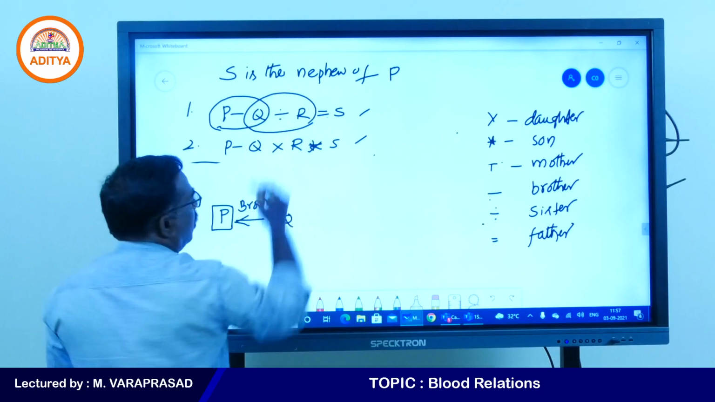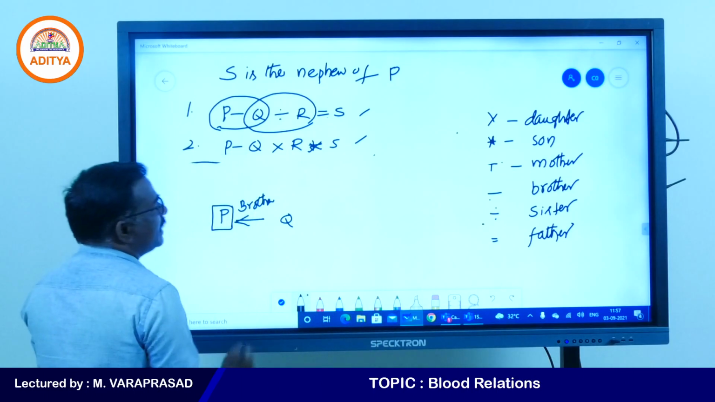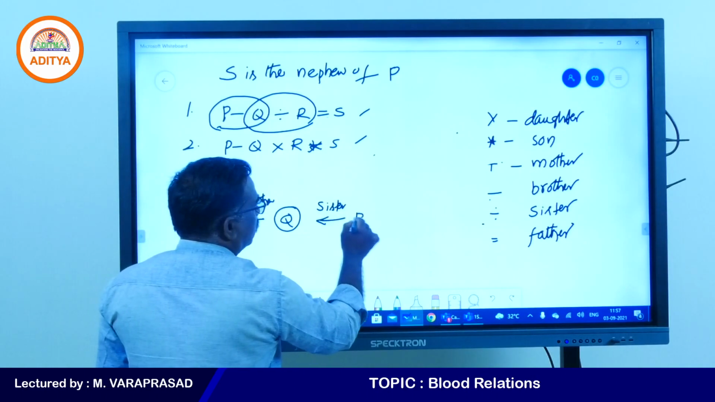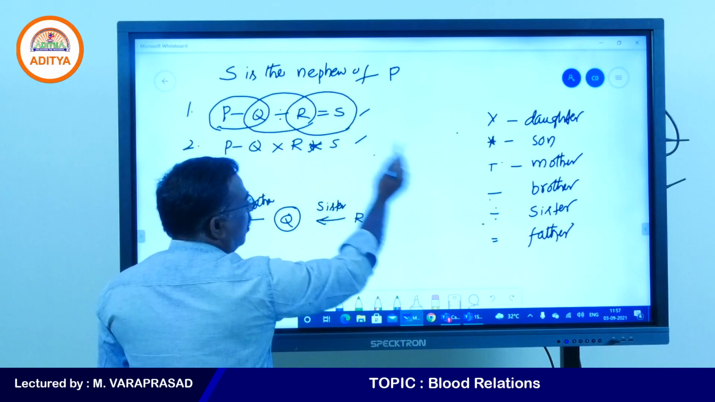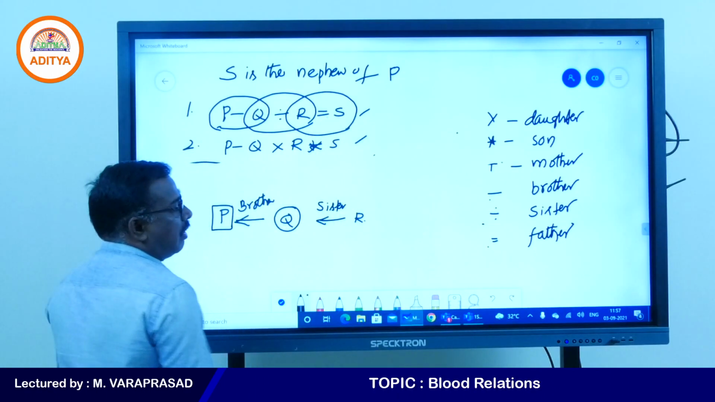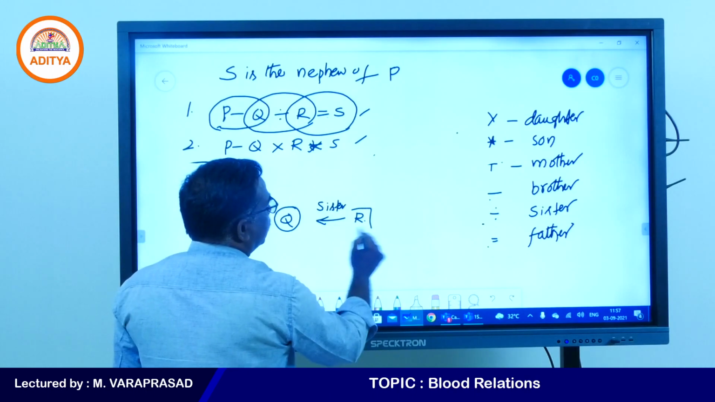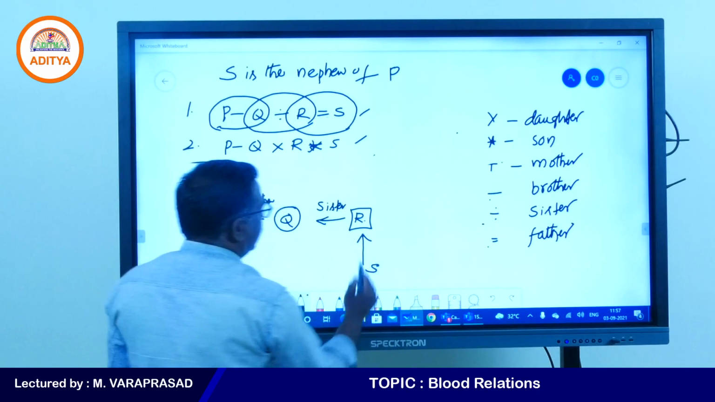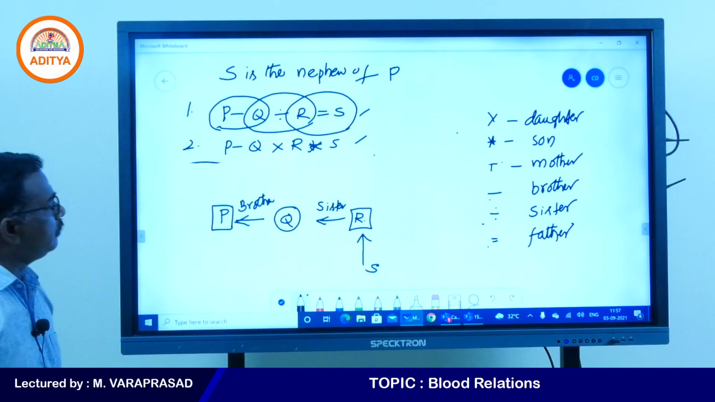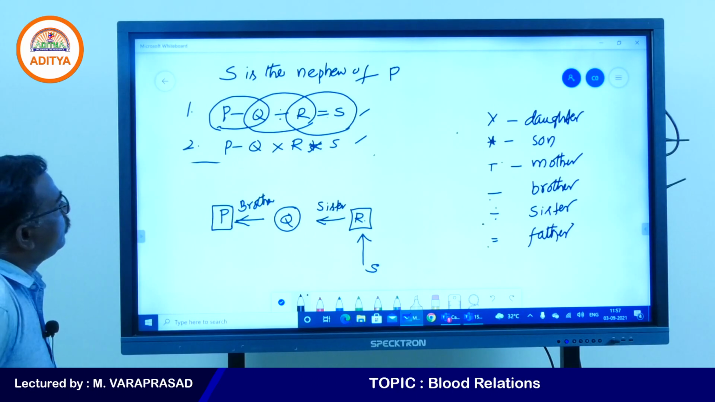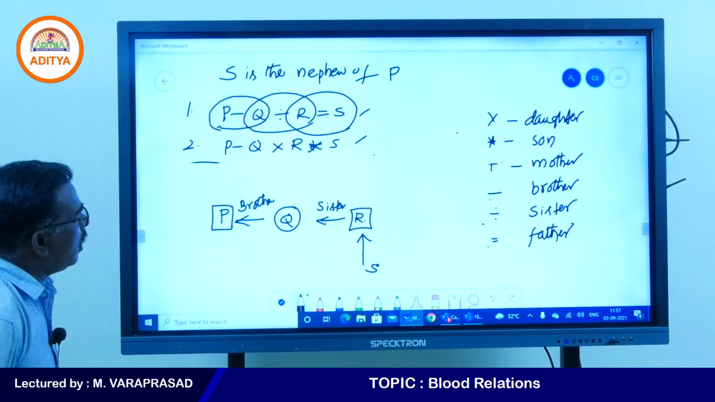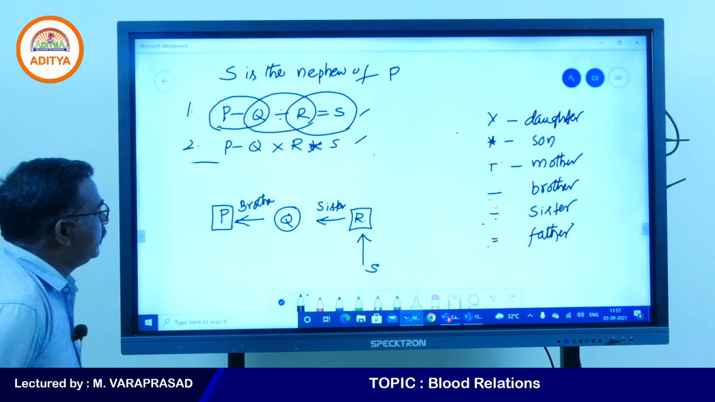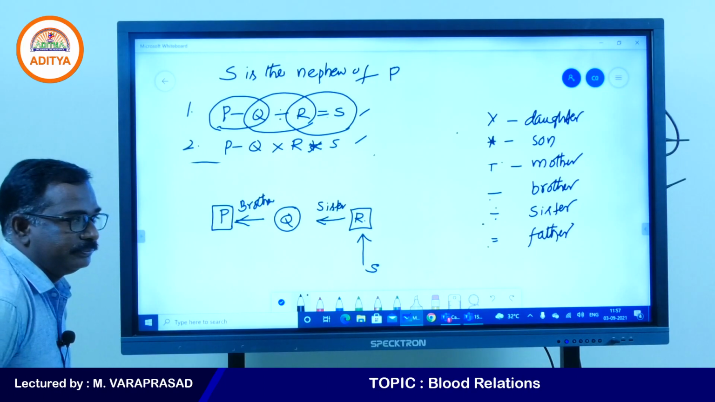Next one, Q divided by R. Divided by means sister. Q is sister of R, same generation. Next one, R equal to S. Equal to means father. R is father of S. Then how is S nephew? R is father of S. S is the nephew of P is given.